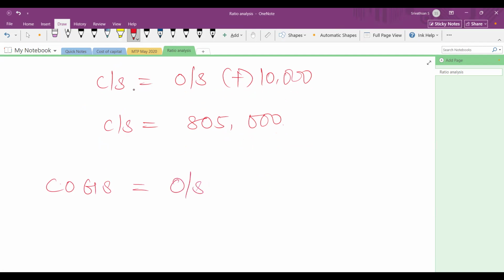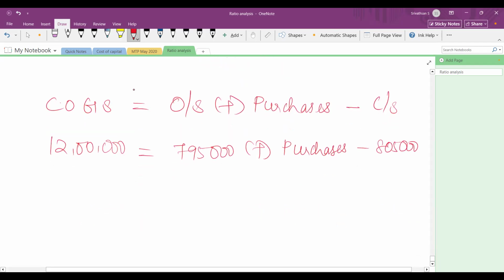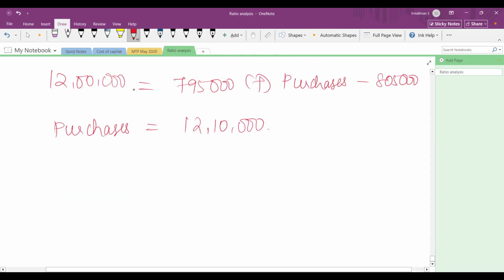COGS is equal to opening stock plus purchases minus closing stock. COGS is 12 lakh, opening stock is 7,95,000, plus purchases, minus closing stock of 8,05,000. So what is the amount of purchases? 12,10,000. Clear? Any doubt in this? So now we can calculate the sundry creditors, which is the third requirement.